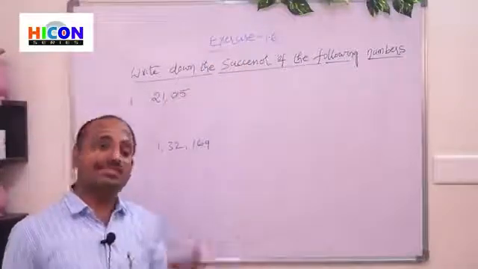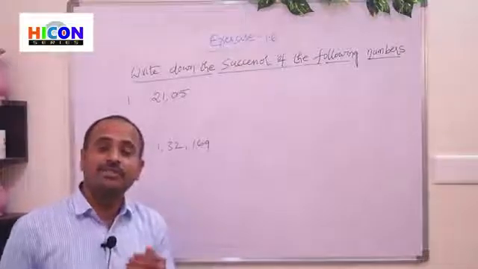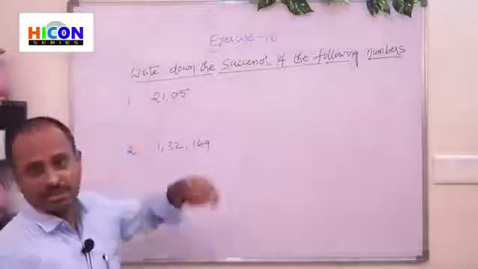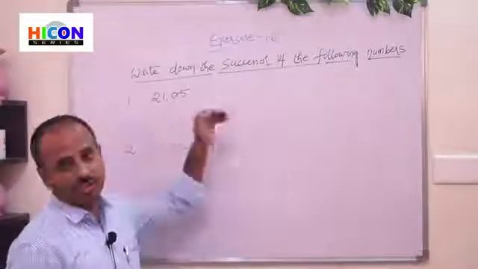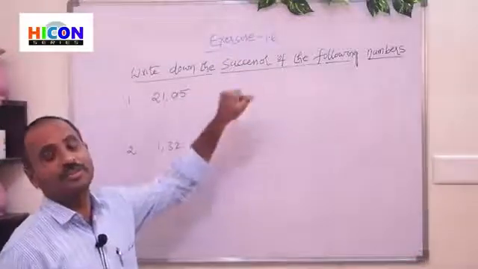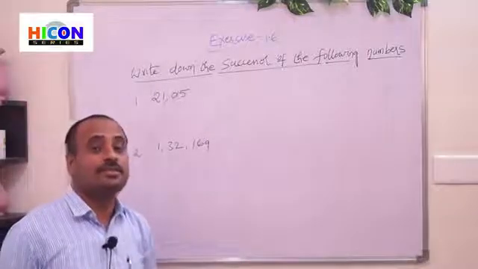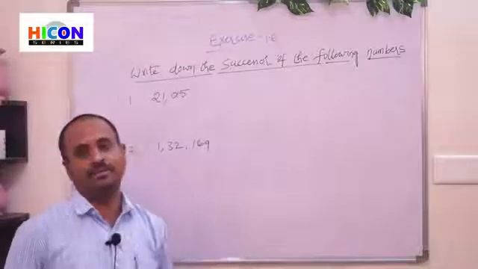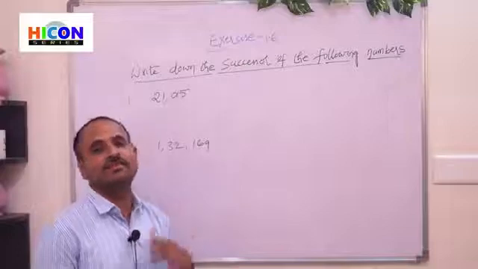So what is a successor? The successor is the number which comes just after the given number. And how can we obtain the successor? The successor can be obtained just by adding 1 to the given number. So if we add 1 to the given number, then we get the successor of the given number.